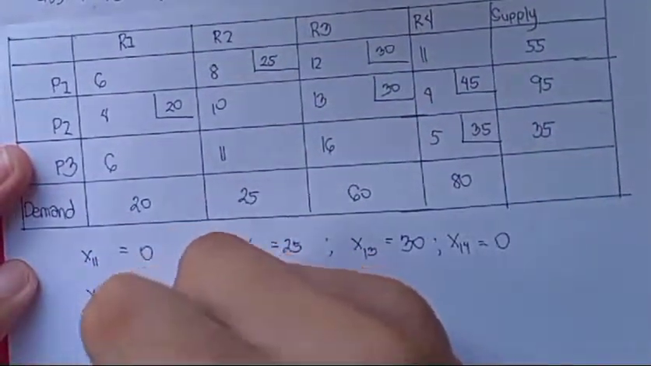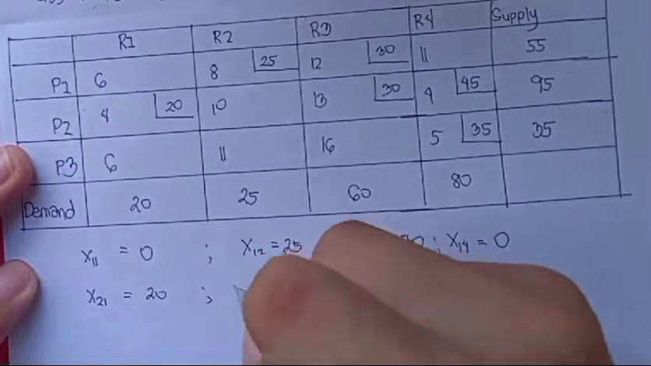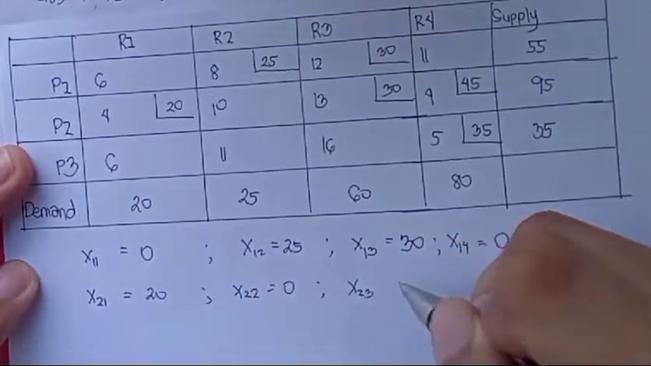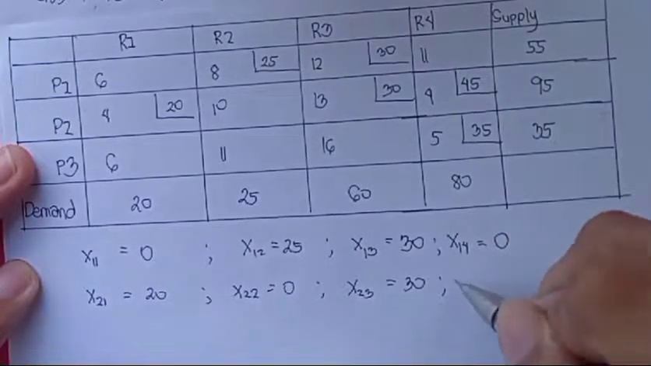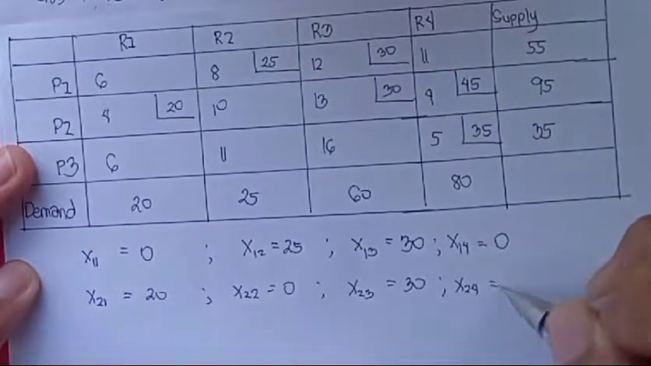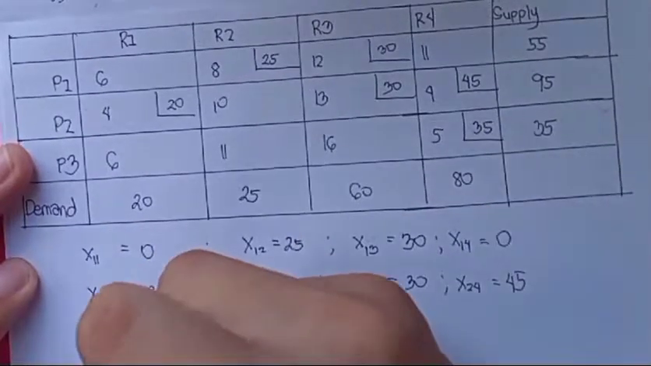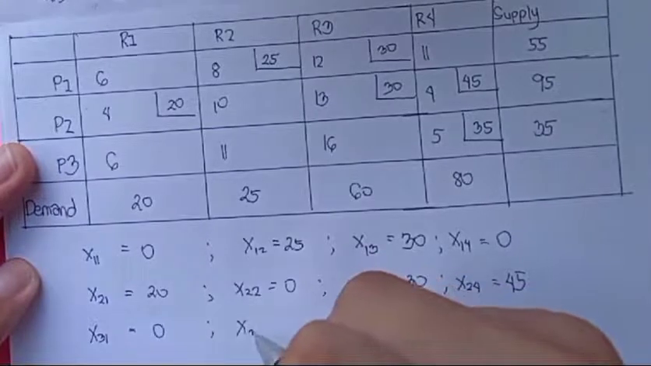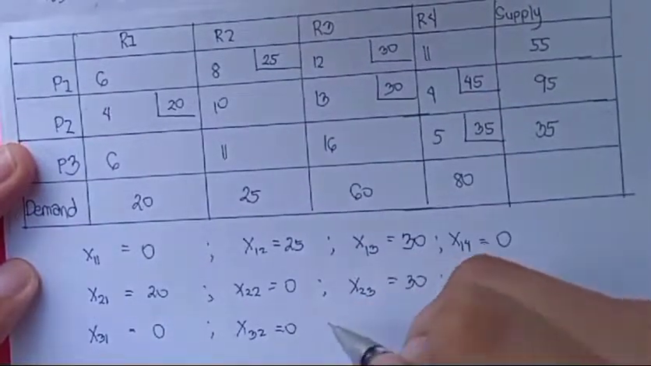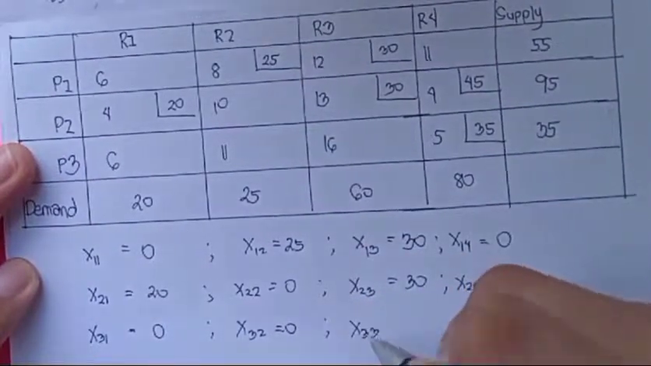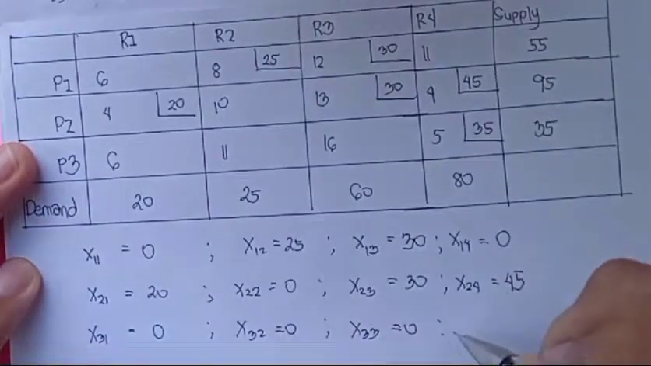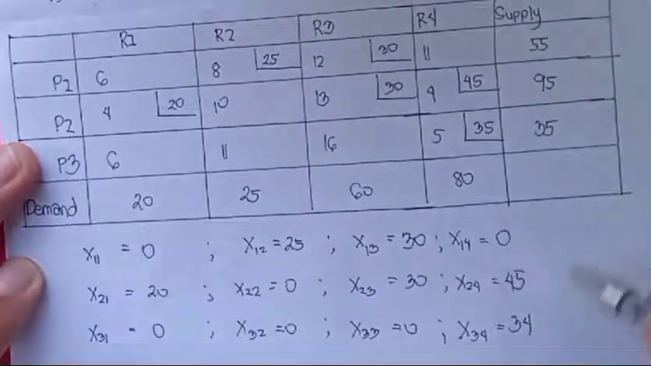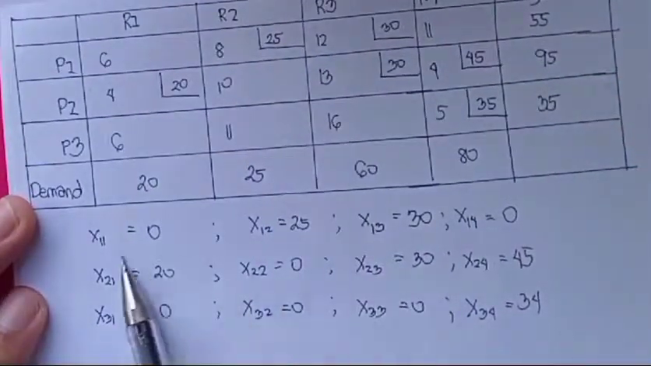x21 is equal to 20. x22 is equal to 0. x23 is equal to 30. x24 is equal to 45. x31 is equal to 0. x32 is equal to 0. x33 is equal to 0. And x34 is equal to 35. So this is our feasible solution.